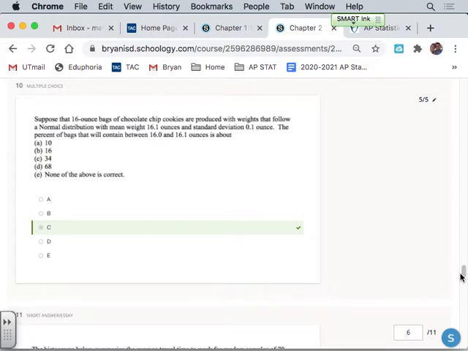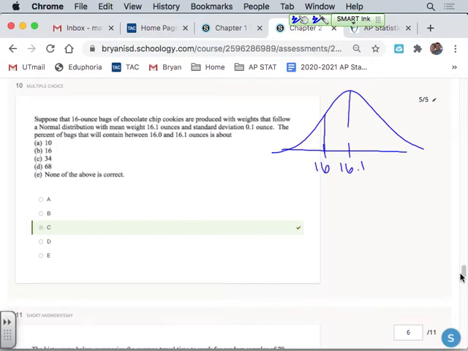This one is also the same picture, so I'll just keep going for it. We actually used this one earlier. I had a mean of 16.1, standard deviation 0.1, and I have a value at 16. And this time they're asking, what is that part? So you could do it just like I just did. Find the z-score for this one and look it up in the table, and you could get that number.